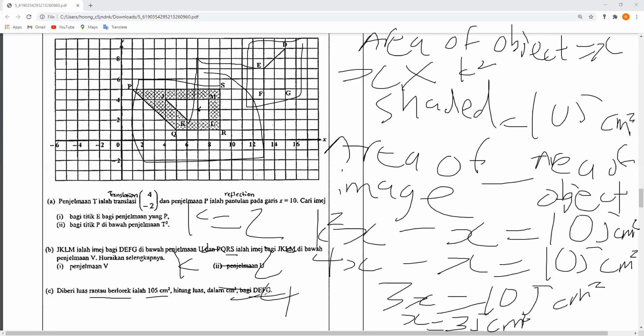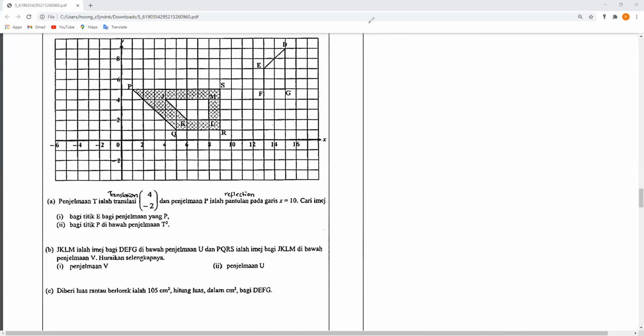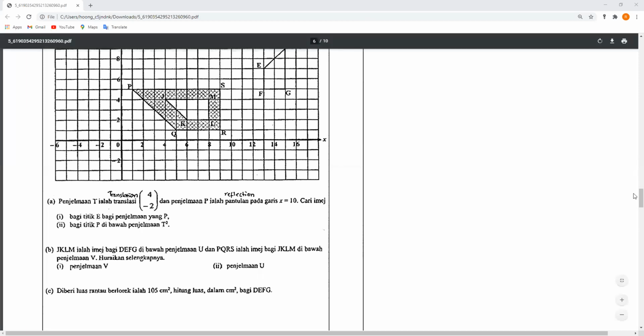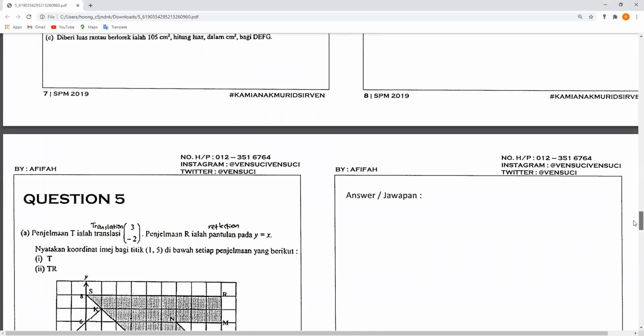So you already find the area of DFG, which is the area of object. So you just write out DFG, so the marker will be clear, and then they can give you the marks. Full marks here, 2 marks only, okay? Same thing, but it is still very important. Must score this kind of question. Okay, now we're moving on to question 5.